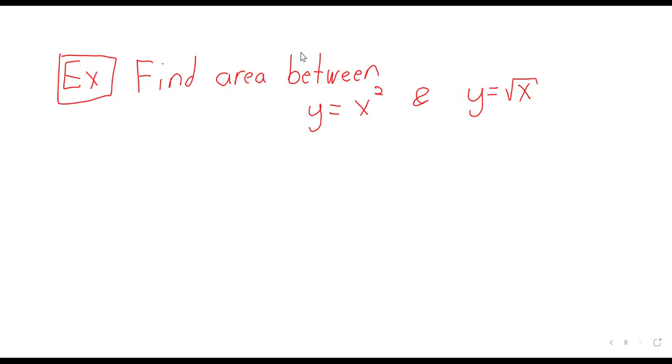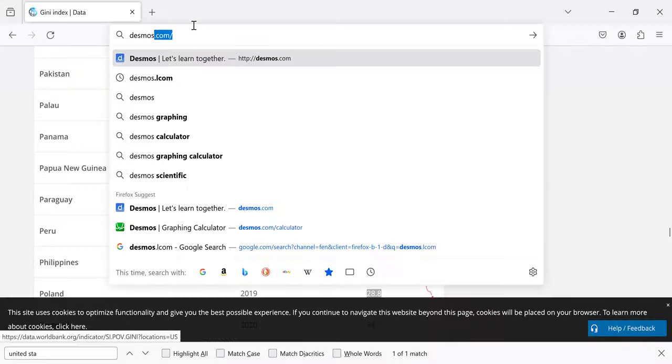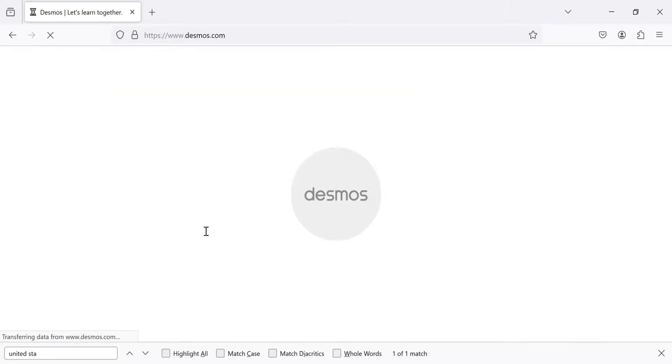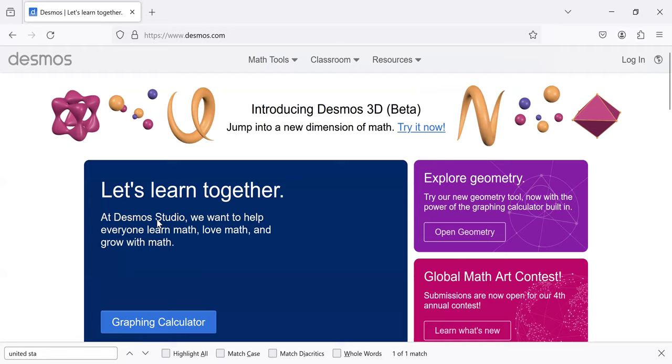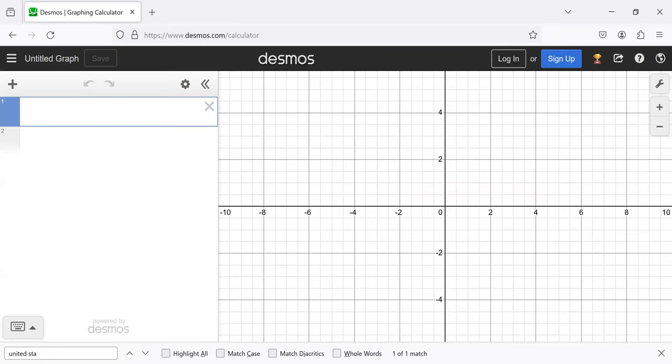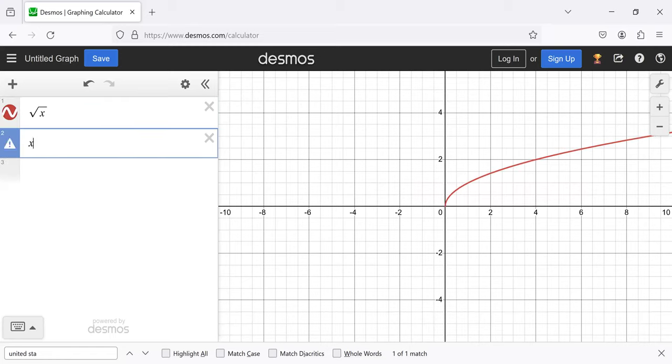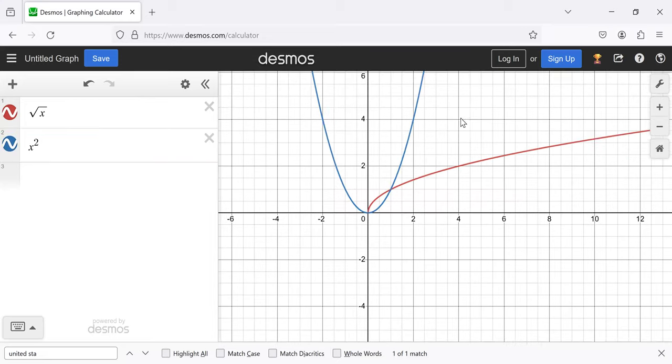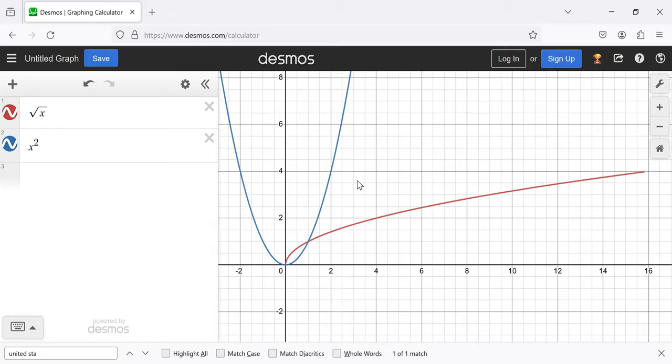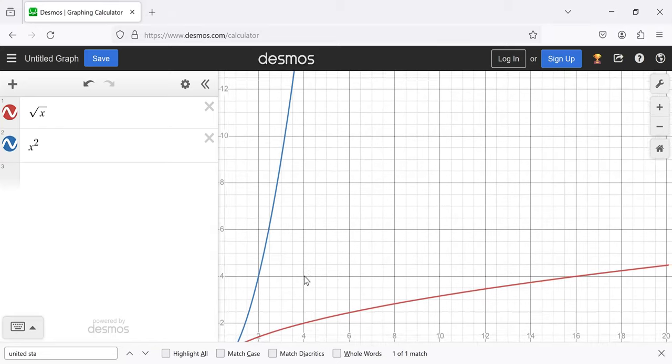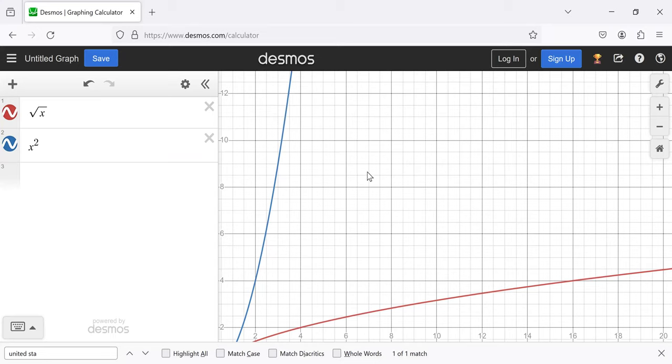In the following way, back to Desmos. Here is the square root of x. And here is x squared. And I mean, the area between these curves, if you took it literally, would be infinite. There's an infinite area where x squared is bigger than the square root of x.